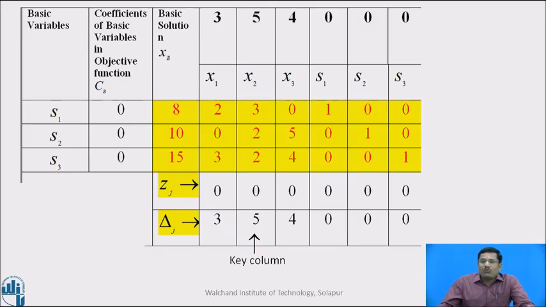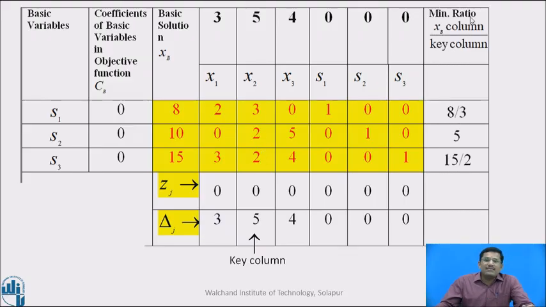To find who is going to leave, we have to calculate the minimum ratio, which is the ratio of the xb column and the key column. Taking the ratio of the xb column and this key column x2, we get the minimum ratios as 8 by 3, 5 and 15 by 2.